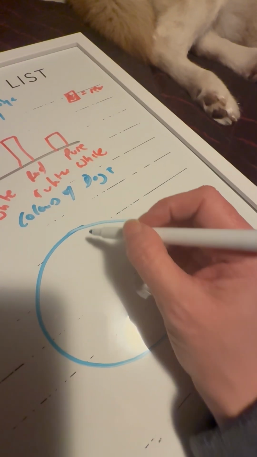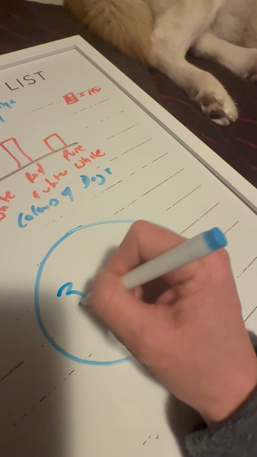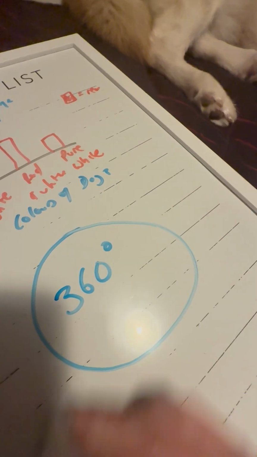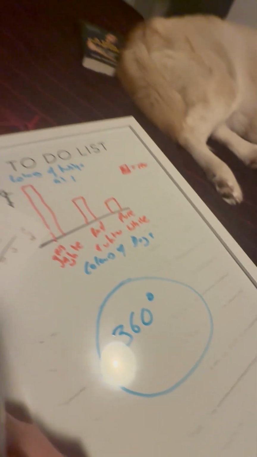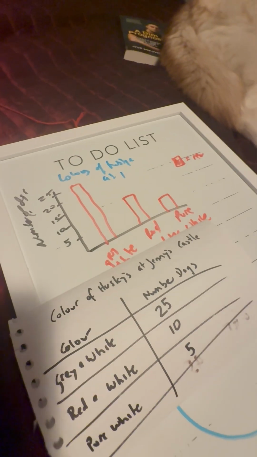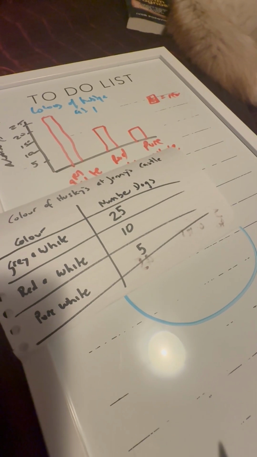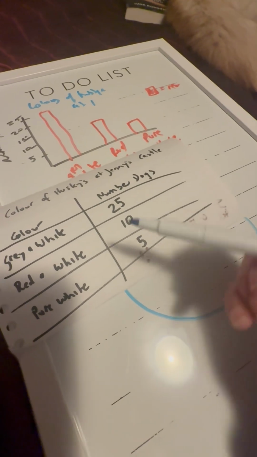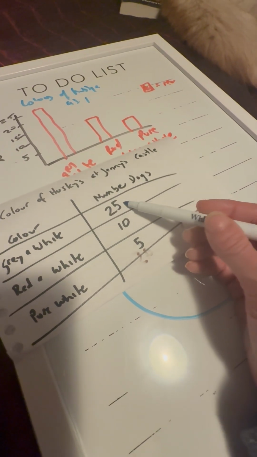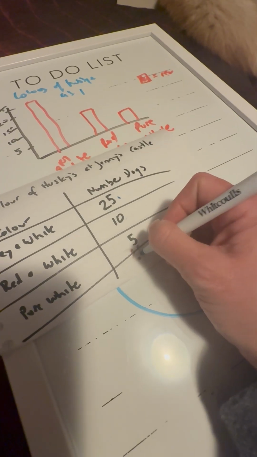And if you can remember that in a circle, we always have 360 degrees. How do we convert this information into pie graphs? Now, first of all, we're going to add up the total number of dogs. So 25, 35, 40. So we've got 40 in total.